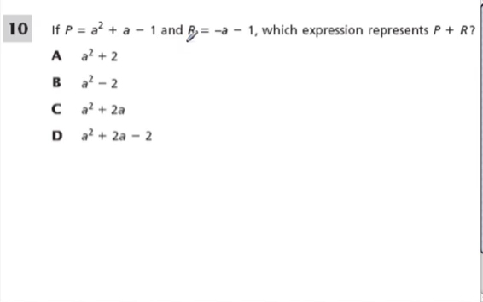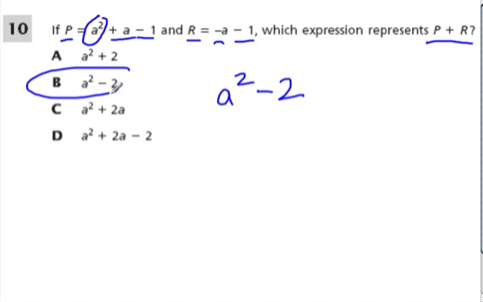So P and R, they give us those two and we're adding them up. Right? They want to know what represents P plus R. So I'm going to add like terms. A squared all by itself has nothing to correspond to. So whatever the sum of P plus R is, it's going to have an A squared in it. Next we add A and negative A, that's 0, they're opposites. And then negative 1 and negative 1, which is negative 2. Right? Negative 1 plus negative 1 is negative 2. So I would choose B, A squared minus 2.